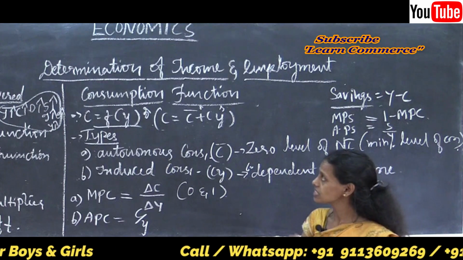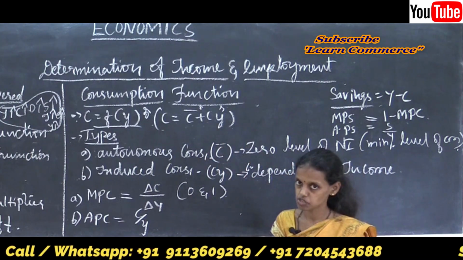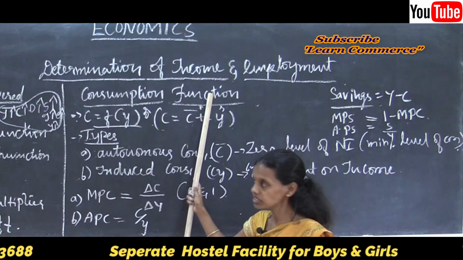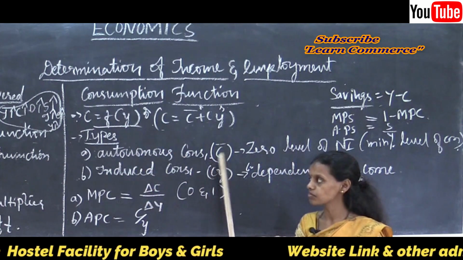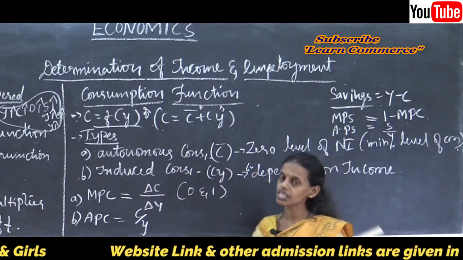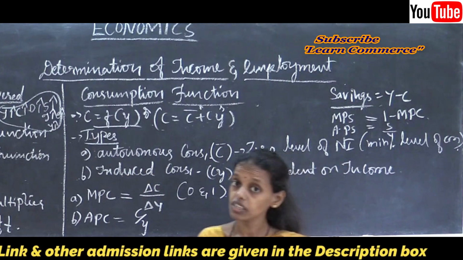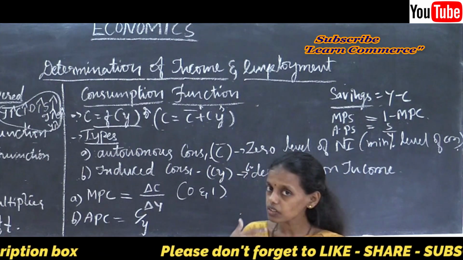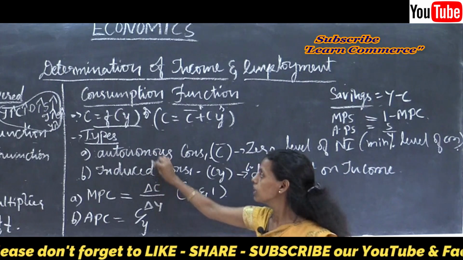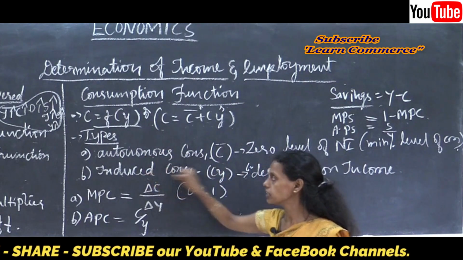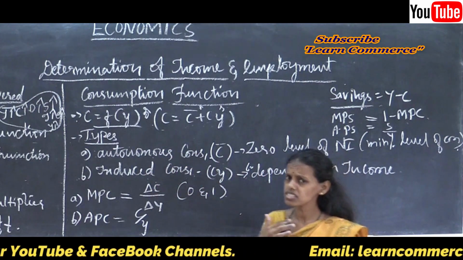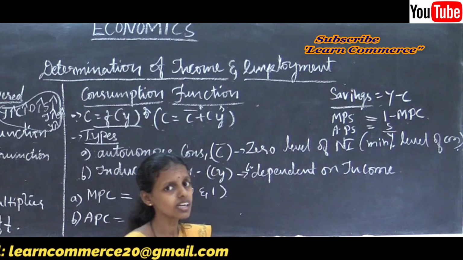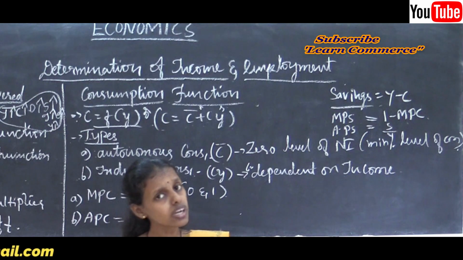Let us see what these autonomous and induced consumption are. There are two types of consumption function: first, autonomous consumption, second, induced consumption. There are many types in investment and consumption, ex ante, ex post, everything is there, but we are going to cover only two topics here, autonomous consumption and induced consumption. What is autonomous consumption? Autonomous consumption is consumption that is independent of income.